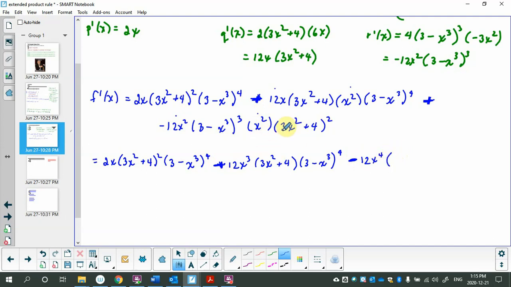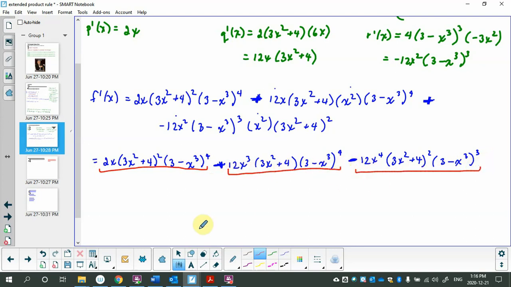And then this one matters. Here I'm going to do the 3x squared plus 4 to the 2. And then put down my 3 minus x cubed sitting there. And now I have to compare this chunk of information, this chunk of information, and this chunk of information for common factoring. And hopefully I can do this right this time.